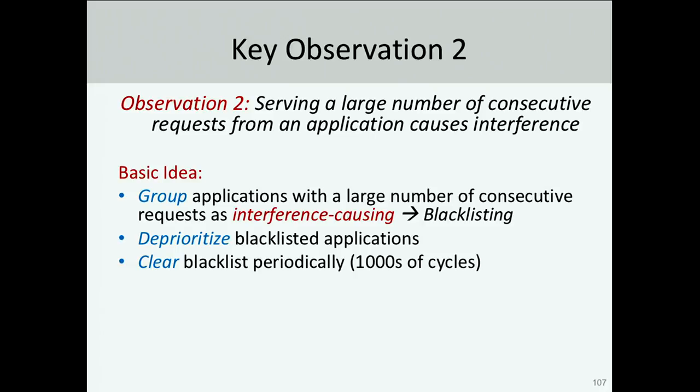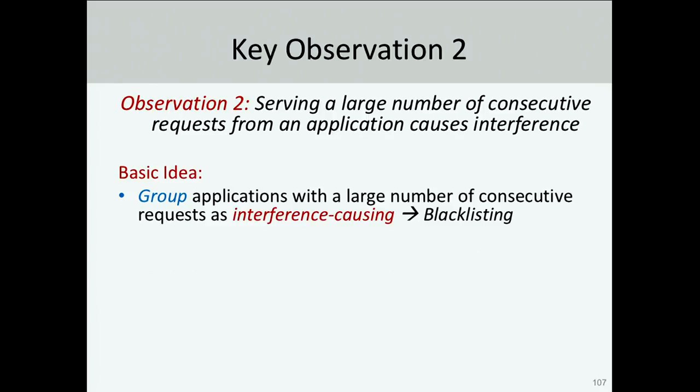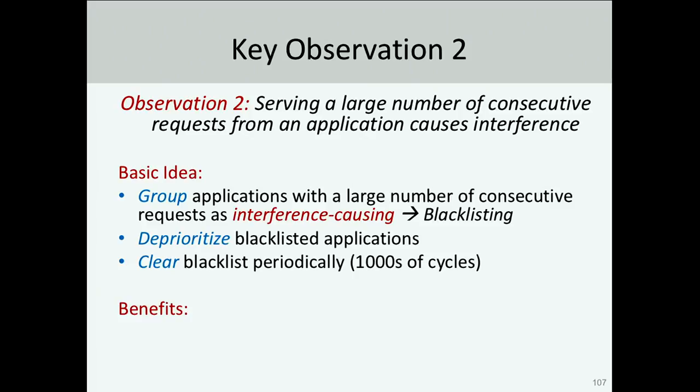And you clear the blacklist periodically at a very fine grain, such that they have another chance, basically. If they cause interference again quickly, they will be blacklisted again quickly. But if they don't cause interference again quickly, they will not be blacklisted. So if an application has some period where it's causing a lot of interference, it will be blacklisted, and it will soon be not blacklisted after that. And if it's really not causing interference at that point, it will be prioritized. So that fine-grained behavior actually adds a lot of benefit to the scheduler.